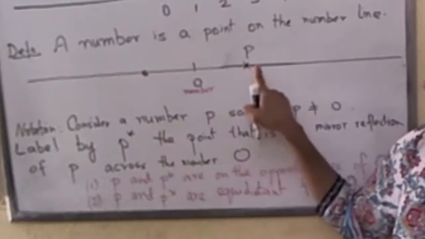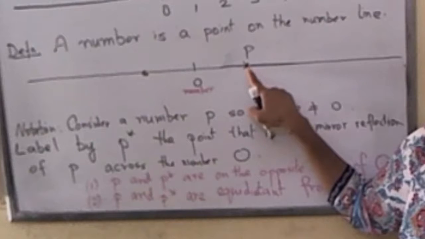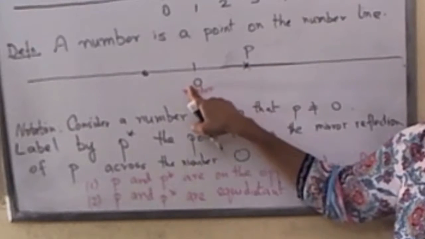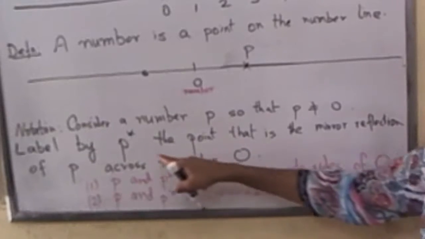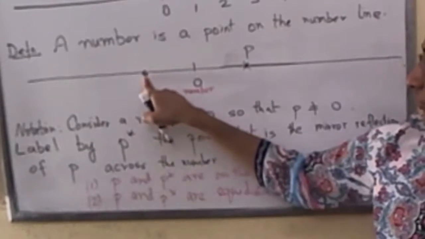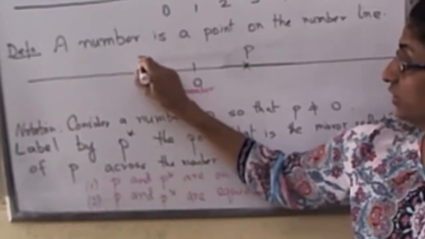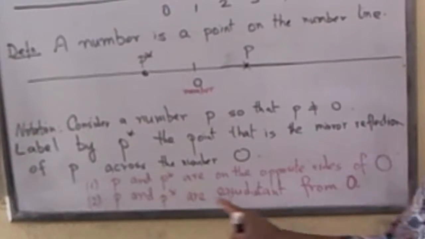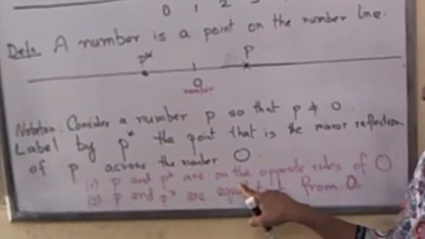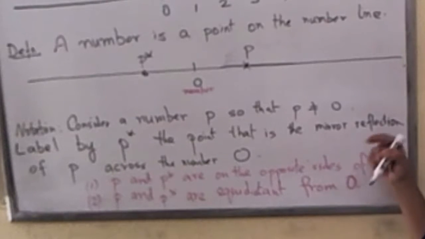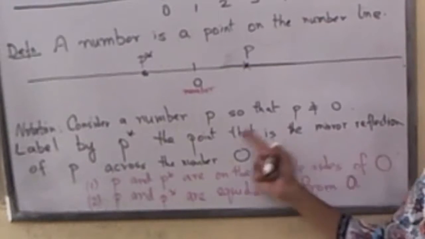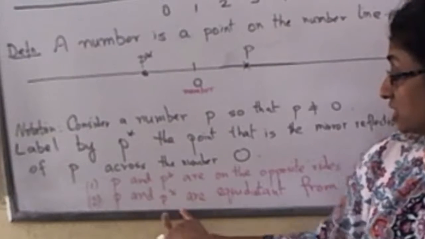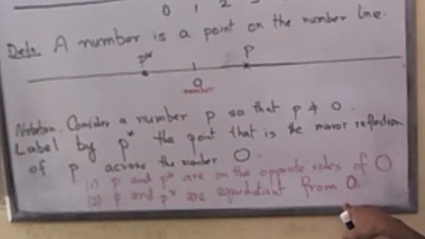So this point, we call it the mirror reflection of the point p across this number 0. And I'm asking you to label now this point as p star. This is my notation. So notice what this means. p and p star are always going to be on opposite sides of 0. That's what my star notation is saying. And p and p star are always equidistant from 0.